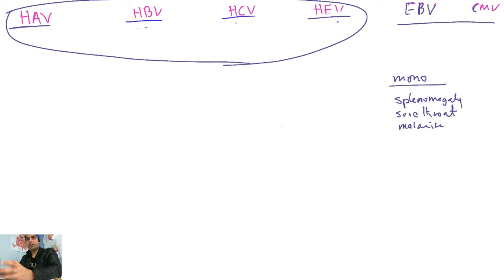Cytomegalovirus is found in all of us. It does not cause infection in healthy people. It will only cause infection in those who have a weak immune system, either taking corticosteroids, taking immunosuppressant drugs, or who have leukemias or transplants, things like that. All immunosuppressants can cause it. Okay? So that's cytomegalovirus.